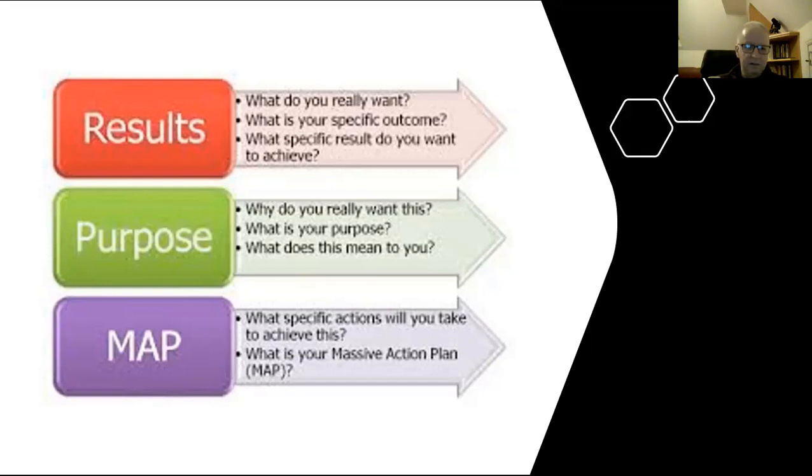The next is, why do I want it? What's the purpose of this? And once I identify what I want, what the outcome is, and why I want it, then the only thing left to do is create my massive action plan. What's my strategy? How am I going to get it?